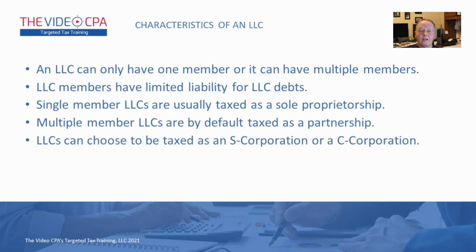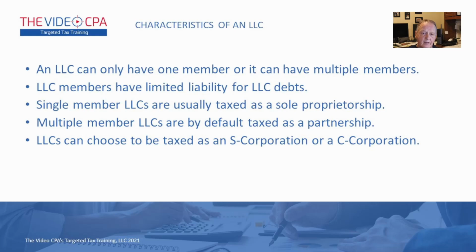So let's look at some of the characteristics. You can have one member, a single member LLC, or you can have multiple member LLCs. There's no limit on the number of members that you can have, so they're quite flexible that way. And I mentioned just a few minutes ago that the LLC members have limited liability. They are responsible for the LLC debts, but the debtors cannot come after them personally. Okay, that's what it means.